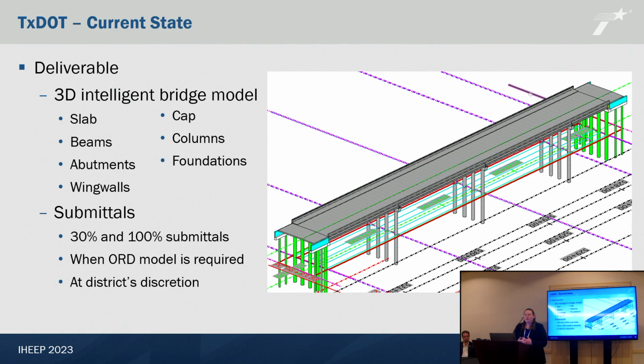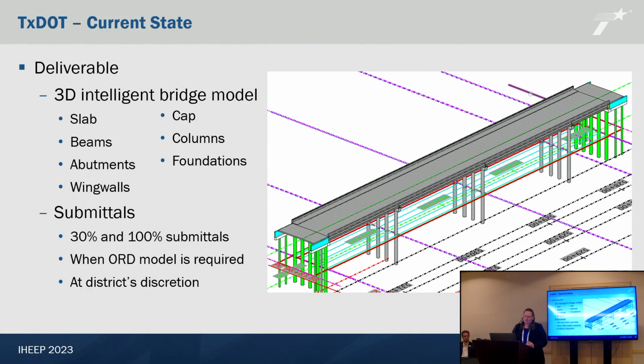The question that I got when this came out was, well, what do you mean? You want a 3D intelligent bridge model. What exactly does that mean? We're still working out level of detail at different submittals, but in general, we want the geometry of the bridge. We want the slab, beams, abutments, wing walls, caps, columns, foundations, as well as rails. So that we have all that information there, and you can see what the bridge looks like.